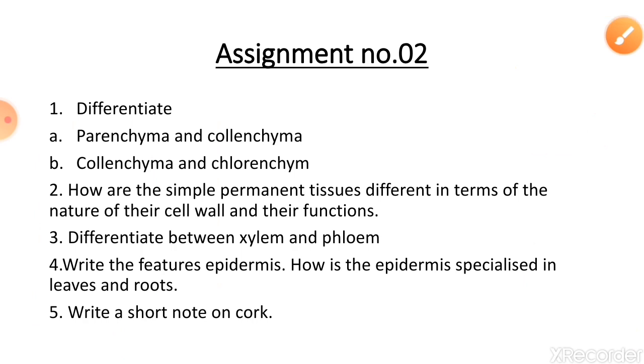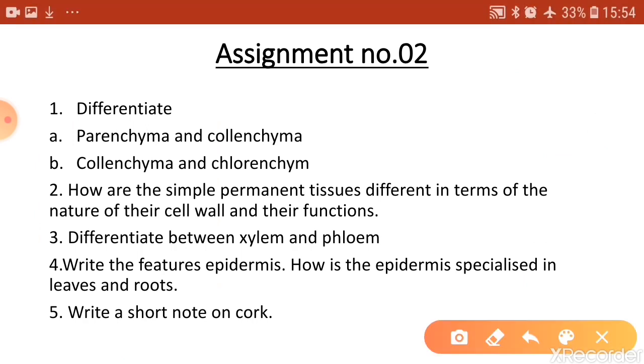Now, as I have completed the topic, based upon the video that I have discussed, here is an assignment that you have to do in your bio assignment copy. The first question is to differentiate between parenchyma and collenchyma, and collenchyma and chlorenchyma. The next question is how simple permanent tissues differ in terms of their nature of cell wall and their function. That is, you have to differentiate between the three different types of simple permanent tissues on the basis of the cell wall and the functions that they perform.